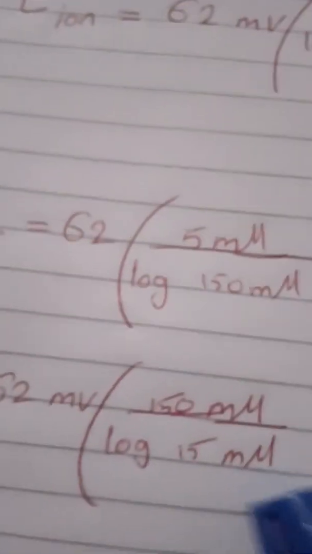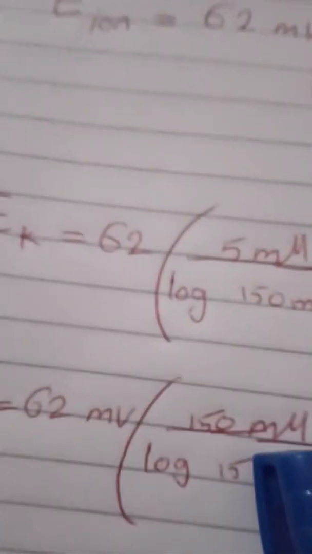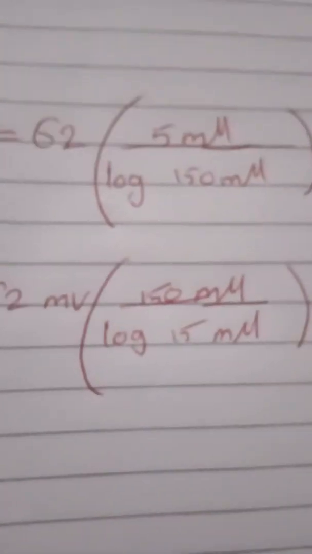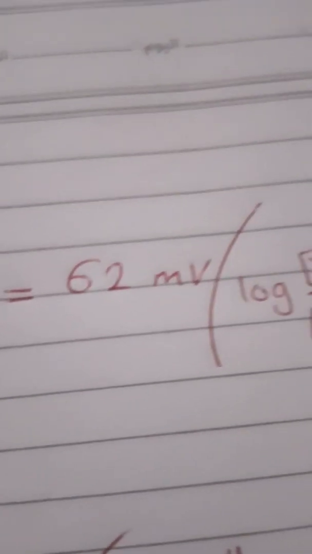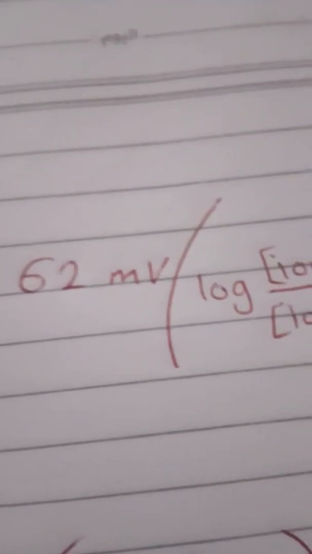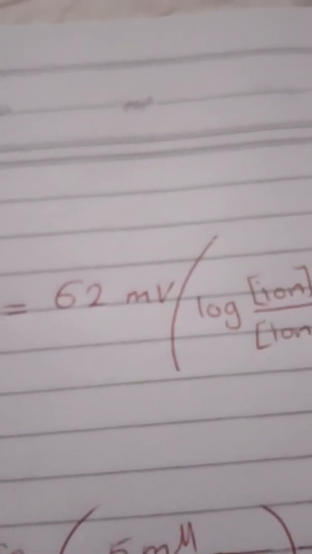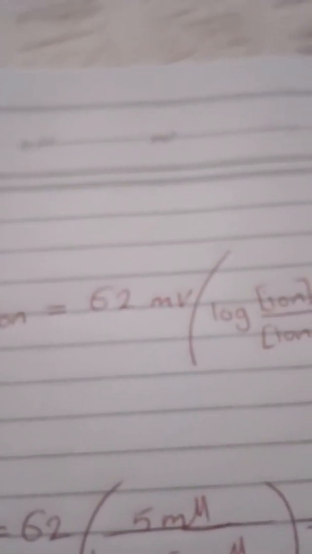We call it the equilibrium potential, E ion. Notice that E ion is given by a formula called the Nernst equation. For an ion with a net charge of 1+, such as K+, at 37 degrees Celsius, the Nernst equation is like this.